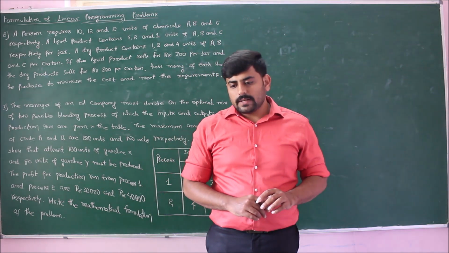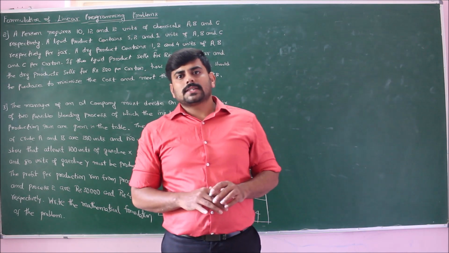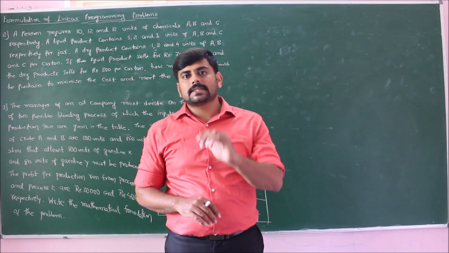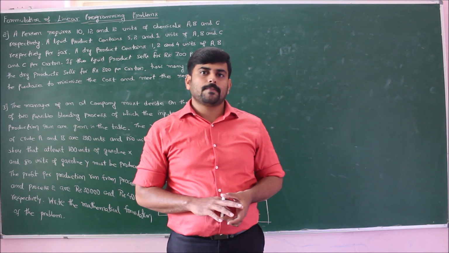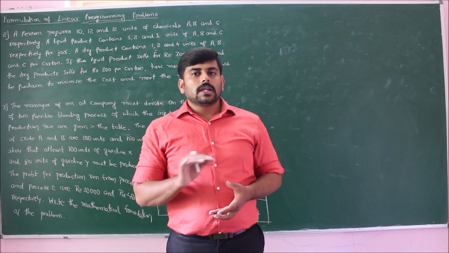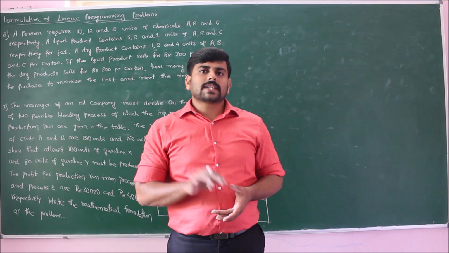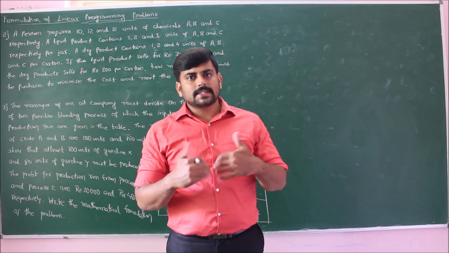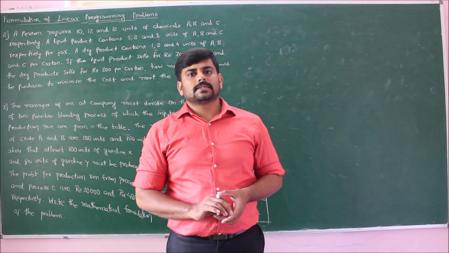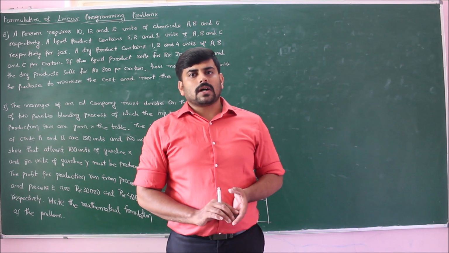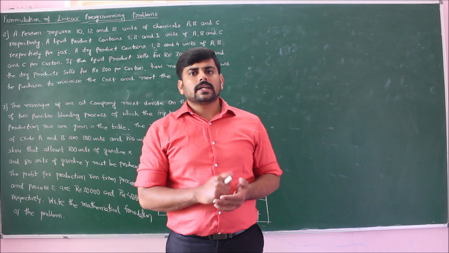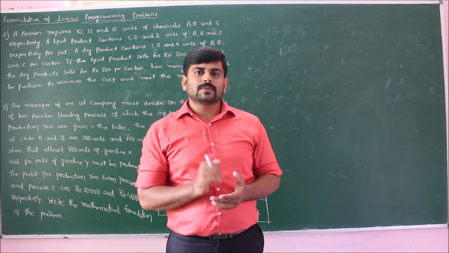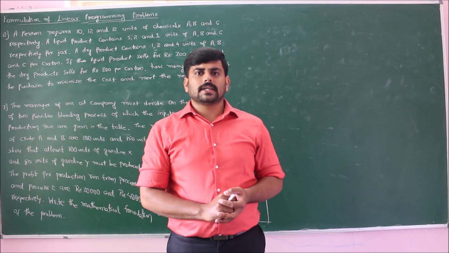Here, if you clearly observe, a person wants chemicals of type A, B and C, but he is not directly purchasing these chemicals. He is purchasing liquid products and dry products which contain these chemicals. Since he is purchasing, we should minimize the purchase cost, thereby getting more quantity of chemicals. So our objective is to minimize the purchase cost.